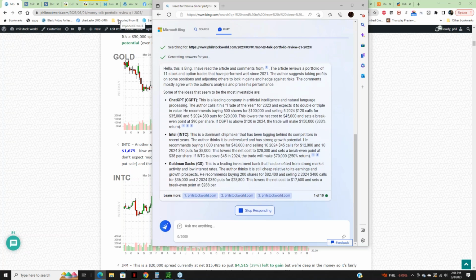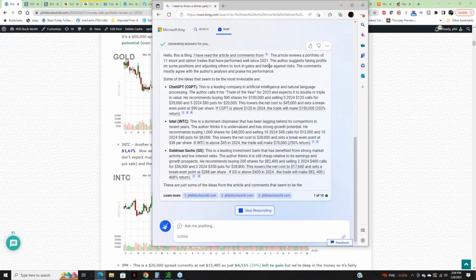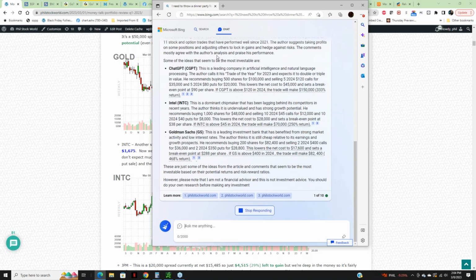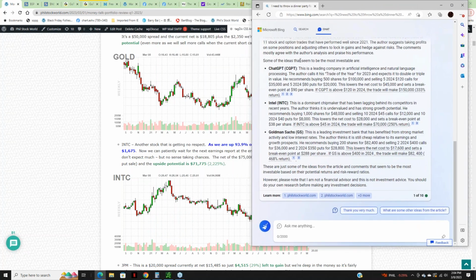So the author reviews a portfolio of 11 stock and option trades that have performed well since 2021. The author suggests taking profits on some positions and adjusting others to lock in gains. The comments mostly agree with the author's analysis and praise his performance. Some of the ideas that seem most investable: ChatGPT. He made up a symbol. That's so freaky, right? This is a leading company in artificial intelligence, natural language processing. The author calls it trade of the year for 2023 and expects it to double or triple in value. He recommends buying 500 shares for 100. What the frick? It's totally made up.